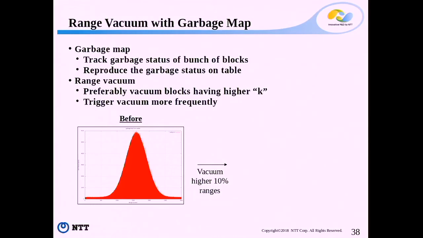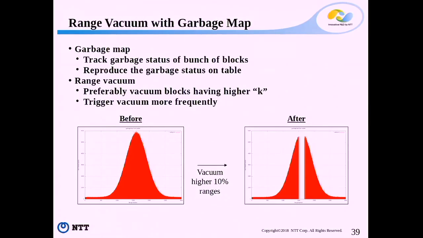The left diagram shows the garbage status of the pgbench accounts table, which is 200 gigabytes. That table is modified with random values based on a Gaussian distribution. And if we do range vacuum, and range vacuum does only the top 10% ranges, the garbage status of the table will become like this.